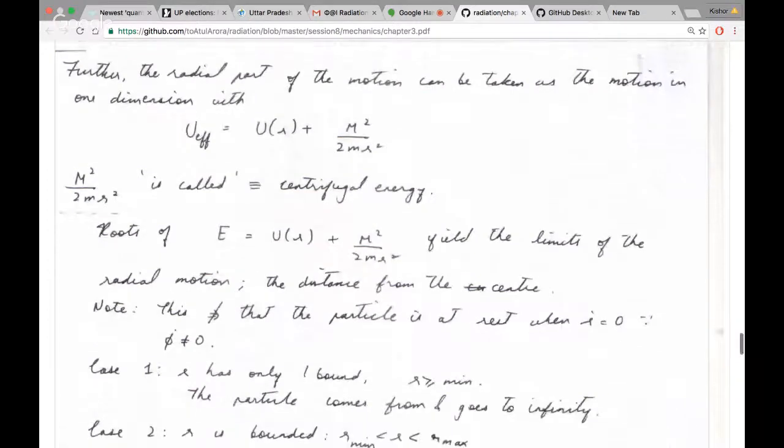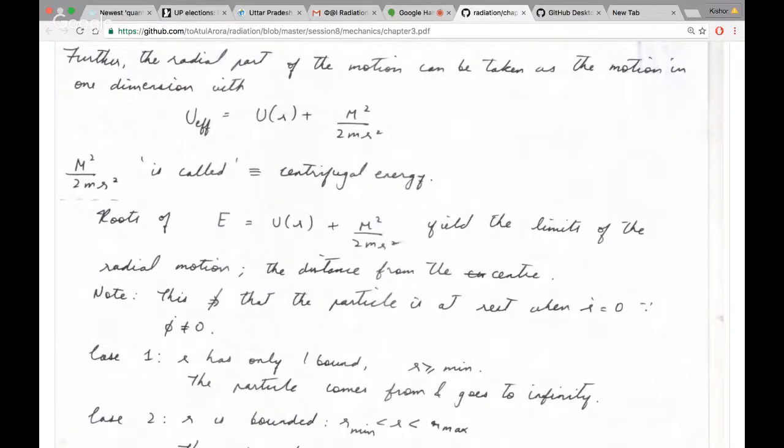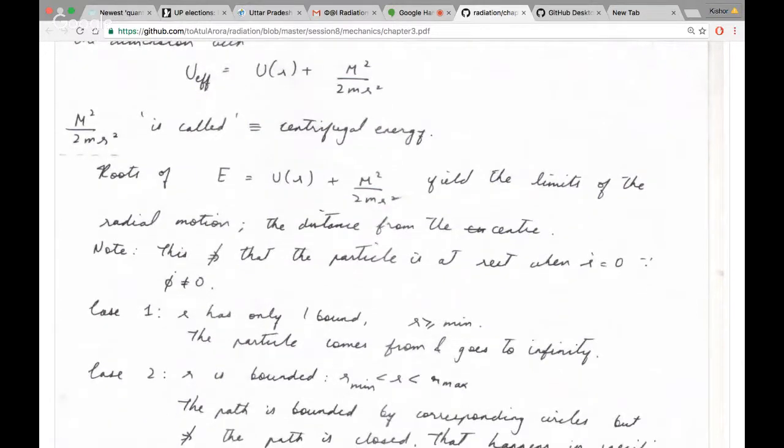So the roots of E equal to U(r) plus M squared by 2mr squared fix the limits of the radial motion, the distance from the center. Note, this does not imply that the particle is at rest when r-dot equals 0, since phi-dot is not zero. Case 1: r has only one bound, so r is greater than or equal to a minimum. The particle comes from and goes to infinity.